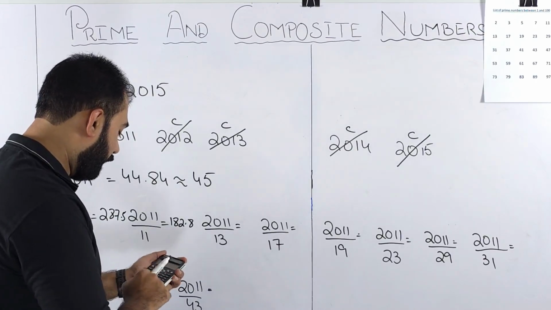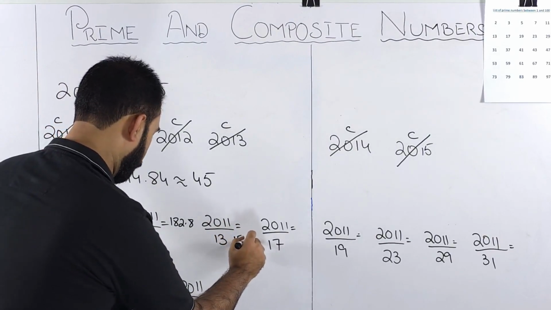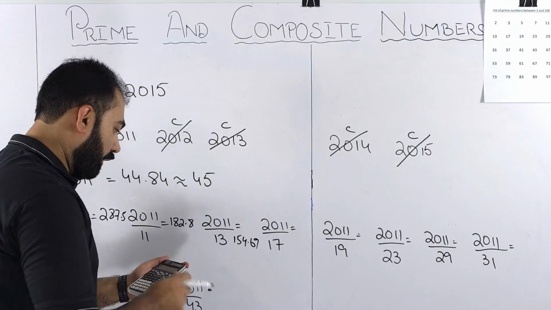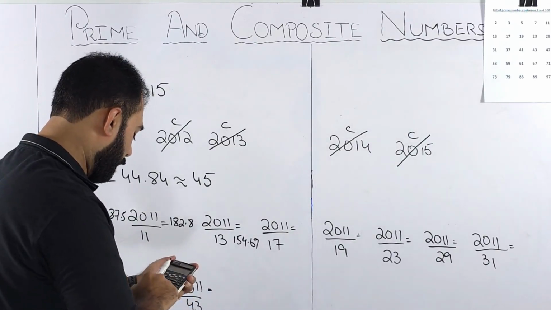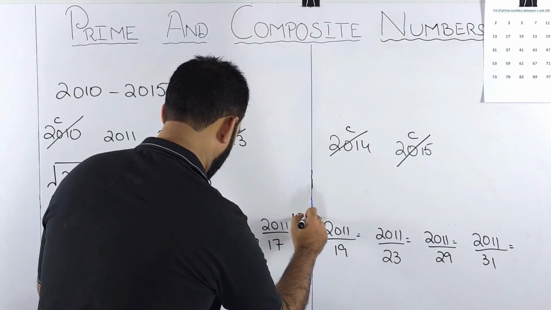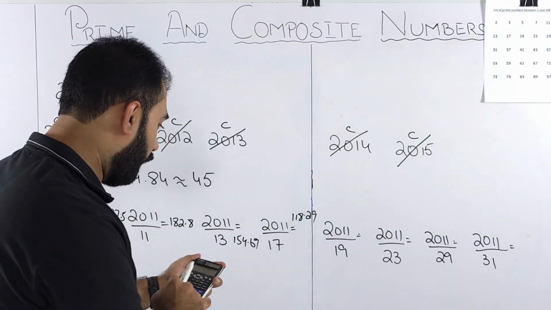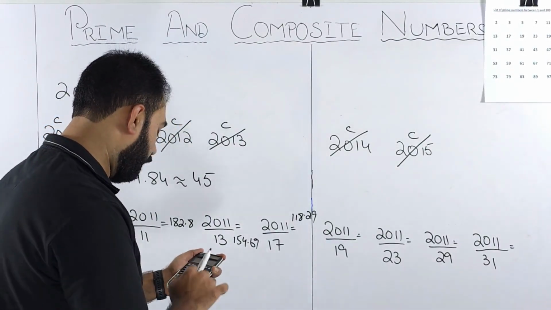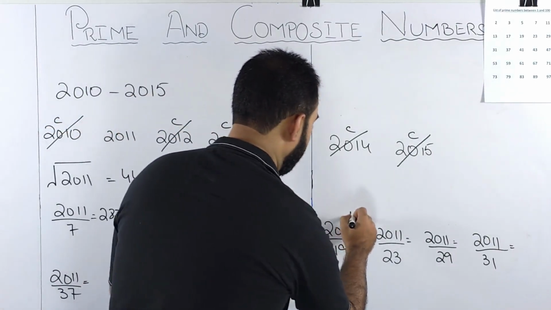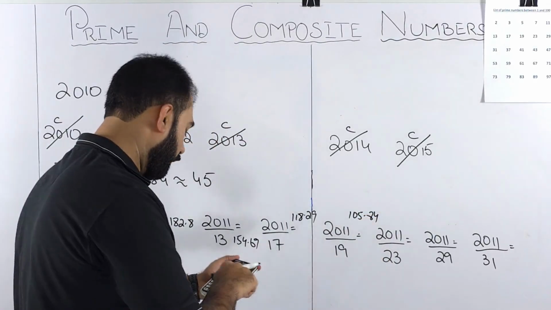2011 divided by 13, I get 154.69. Again failed. 2011 divided by 17, we get 118.29. Again decimal number, failed. 2011 divided by 19, we get 105.84. Again decimal number, failed.